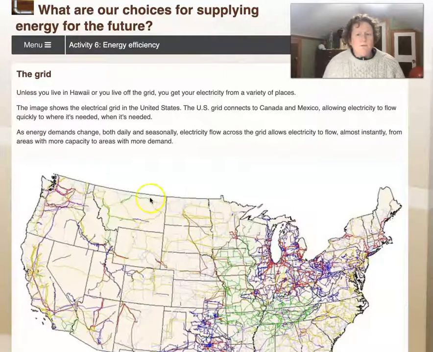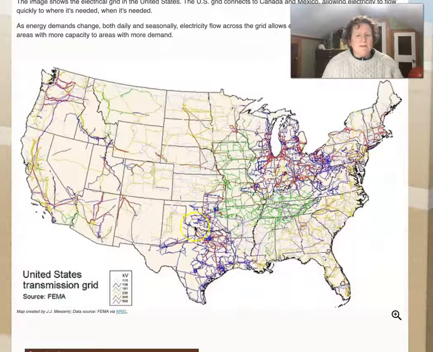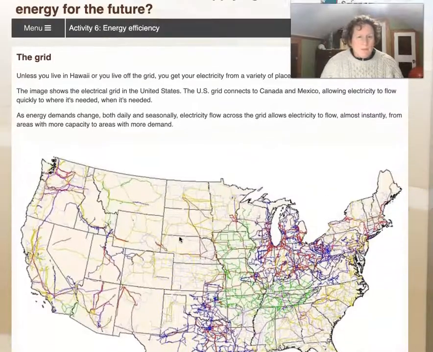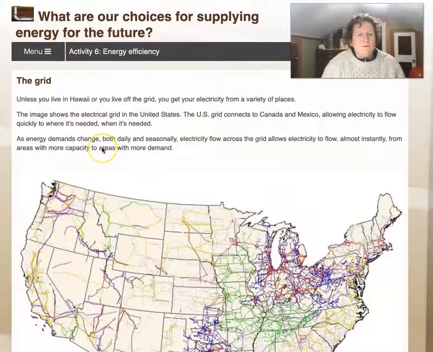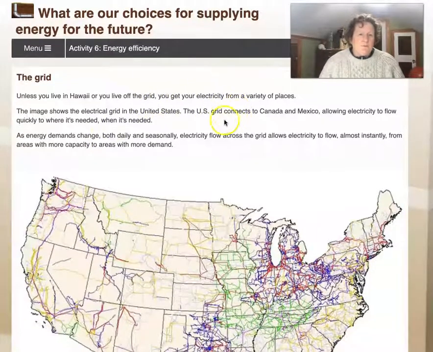However, we saw last year when there was a big snowstorm in Texas, Texas is not part of the rest of the electrical grid in the United States. It's its own system. So if there's a problem in Texas, Texas has to solve its own problem. Unless you live in Hawaii or you live off the grid, meaning you make your own electricity from solar panels or wind or however you get it, you get electricity from a variety of places.